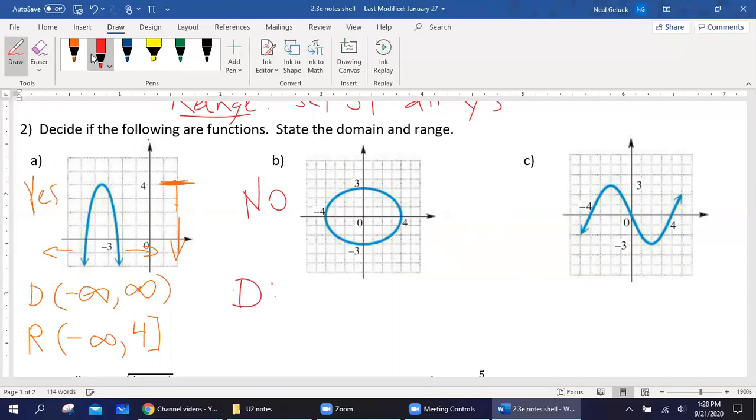The domain, again, is how far left it goes, which it goes from -4 to how far right it goes, 4. The range is how far down it goes, which is at -3, to how far up it reaches, which is 3.